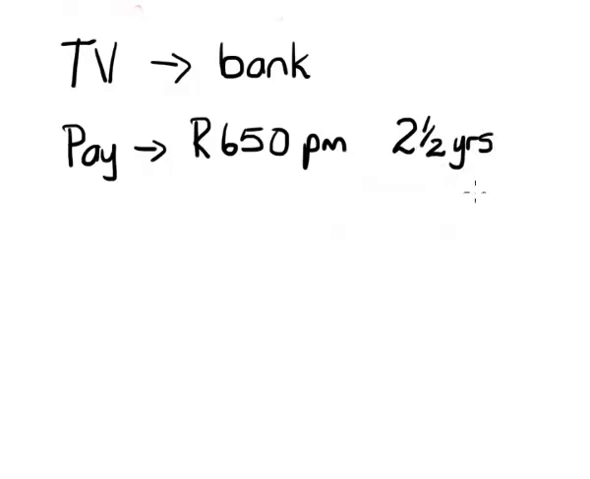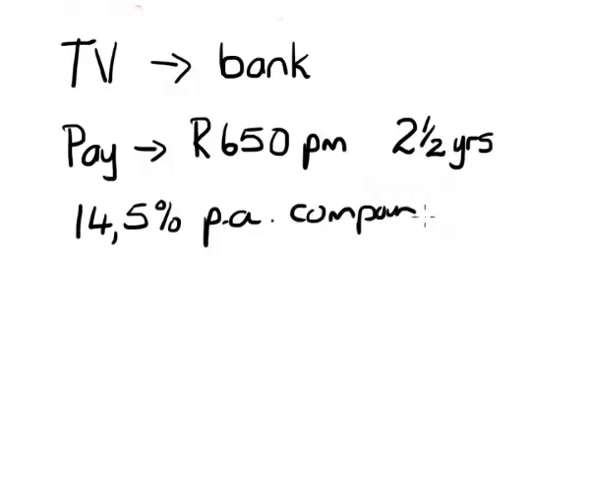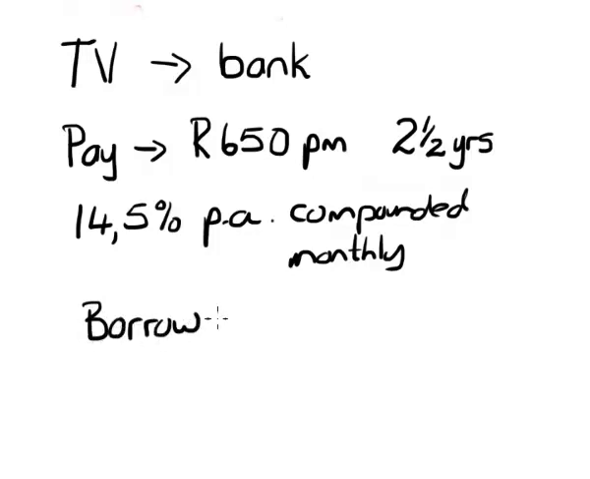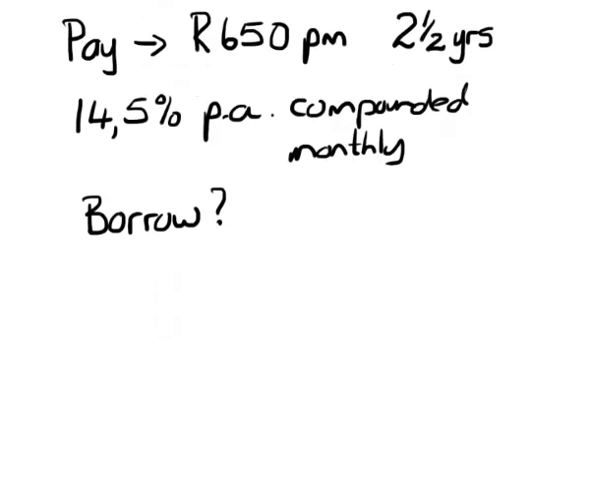The bank offers him a loan at 14.5% per annum, and that loan is compounded monthly. Okay, so there is where you get your monthly coming in. How much will Josh be able to borrow? Okay, so we want to know how much can he borrow. In other words, what is the loan amount?